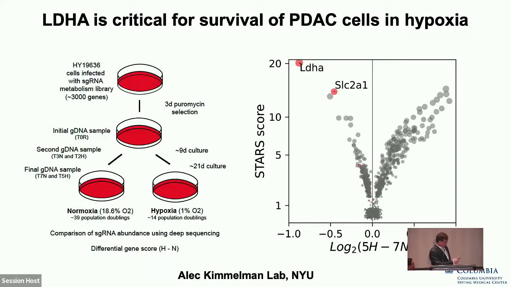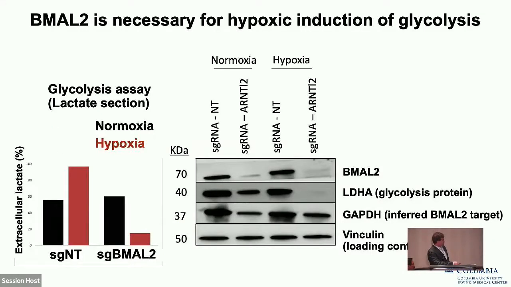So what's going on here? Oh, I should mention that GAPDH, which we normally use as a loading control, is a direct target gene of BMAL2, and so it's dysregulated as well.